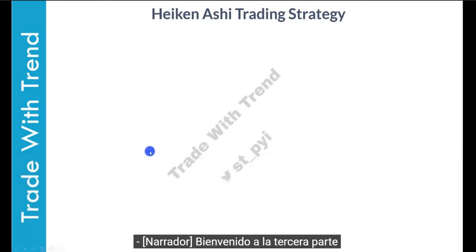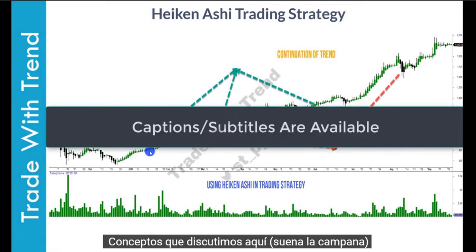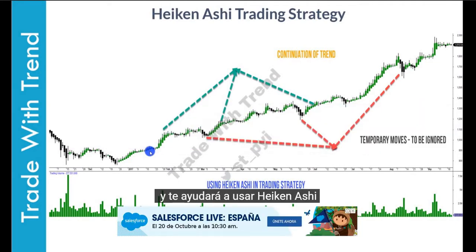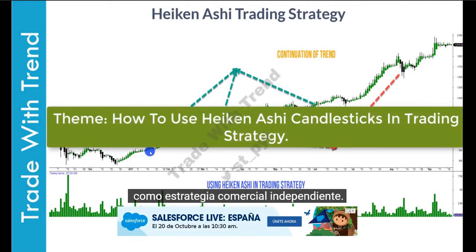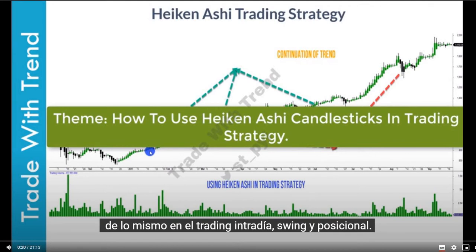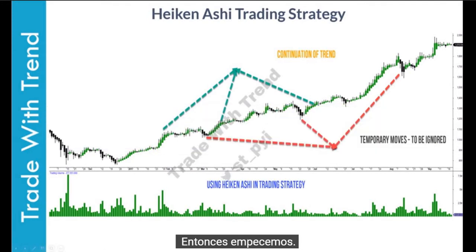Welcome to part 3 on how to use Heikin Ashi candlesticks in a trading strategy. Concepts we discuss here will help you use Heikin Ashi candlesticks in your existing strategy and will also help you use Heikin Ashi as a standalone trading strategy. Once I'm finished with this part, I will then begin application of the same in intraday, swing and positional trading. What I'm going to explain here is very simple and this is something you can start implementing from Monday morning. So let's get started.